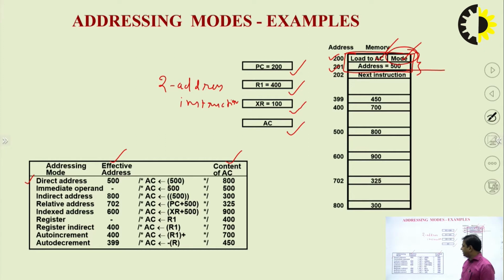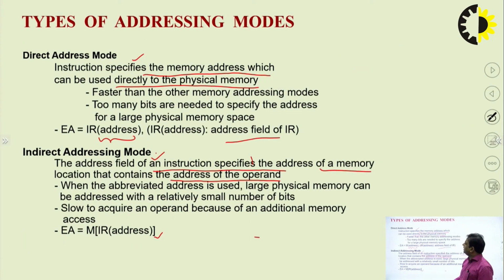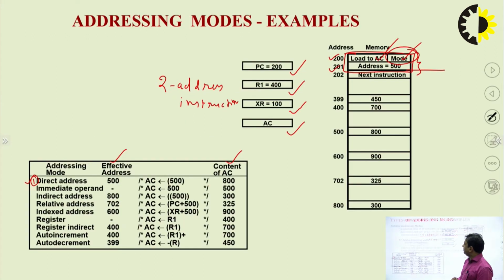So first I come to number one, the direct addressing mode. What is the definition of the direct addressing mode? In direct addressing mode, the instruction specifies the memory address which can be used directly to the physical memory.